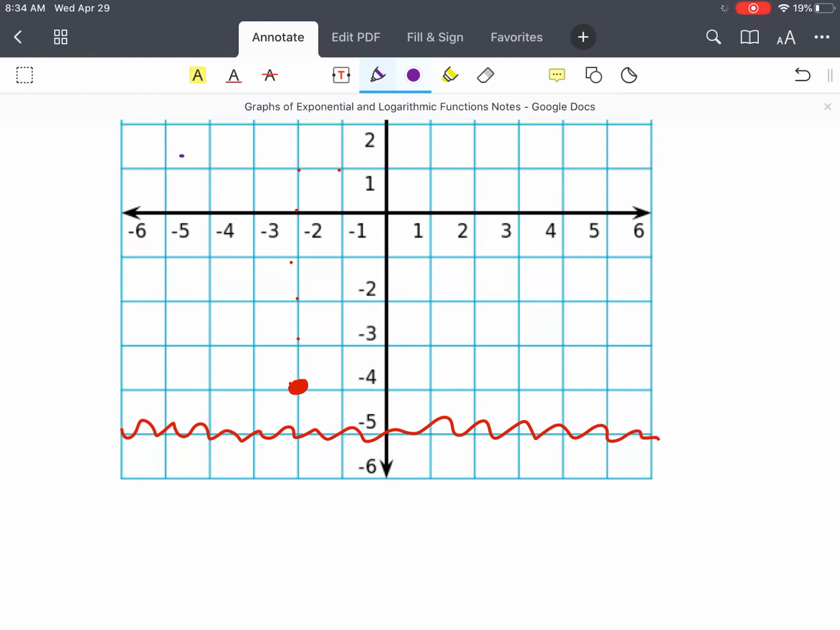All right? And the last thing is that since it's exponential decay, since it's a fractional base, it's going to go steep. Whoa, this is so hard to draw on. Okay, it's going to go steep, cross there, and flatten out. Okay?